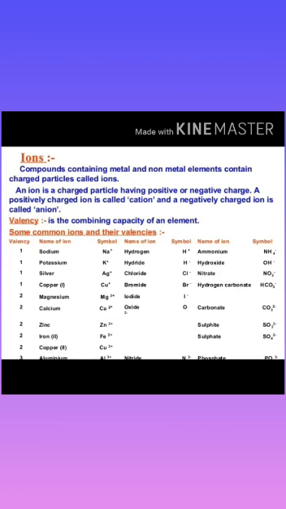Some common ions and their valency. Valency 1, name of ion: sodium, Na plus; potassium, K plus, etc.